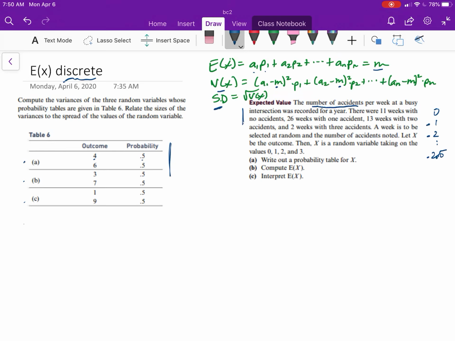Okay, so the expected value for A, E of x, we take the outcome 4 multiplied by its probability 0.5, plus the next outcome 6 multiplied by its probability 0.5. So 4 times a half is 2, 6 times a half is 3, so the expected value is 5.